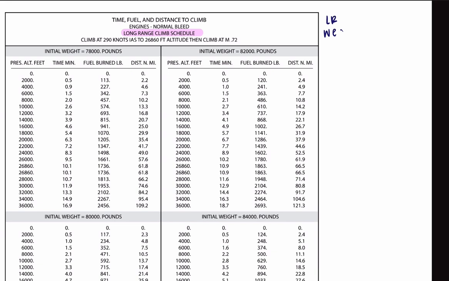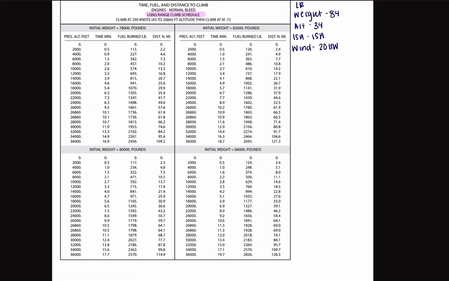Weight is 84,000. Our altitude, it says, is 34,000. Our ISA is exactly ISA. And our wind is going to be a 20-knot headwind. So now that we have all that information, we're going to take a look at the long-range schedule.